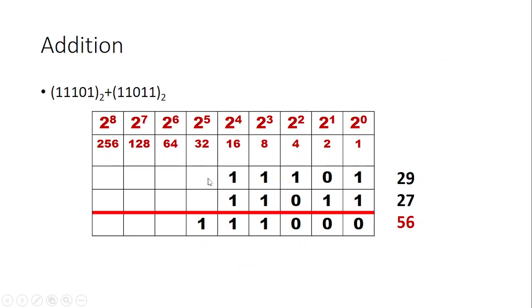Let's see whether this answer is correct. So you have 16 plus 8, that is 24. 24 plus 4, 28. 28 plus 1 is 29. Again 16 plus 8, 24. 24 plus 2 is 26. 26 plus 1 is 27. Now try to add them together. 9 plus 7 is 16. 1 carried. 2 plus 1 is 3. 3 plus 2 is 5. 56. Is it 56? 32 plus 16, that is 48. 48 plus 8, that is 56. That is the answer we have.